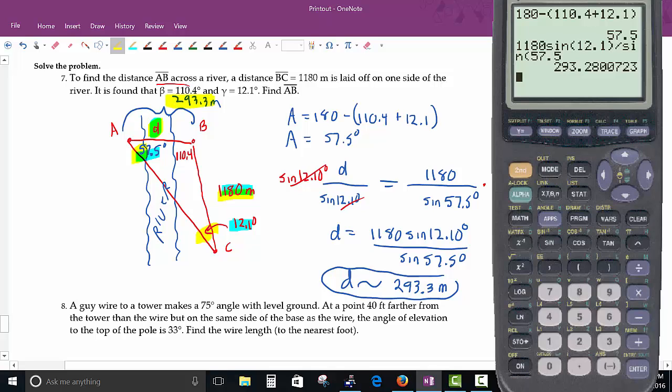So see, in surveying, you don't have to have right triangles. You can have oblique triangles. And many times that's practical because a lot of times it's impossible to come up with a right triangle because of different aspects of what might be out in the field.